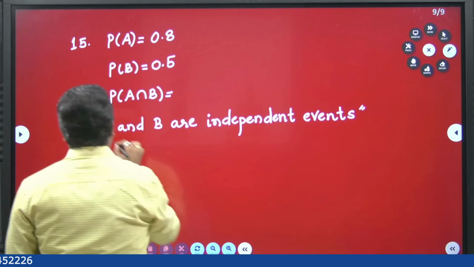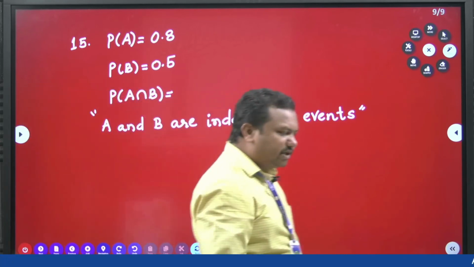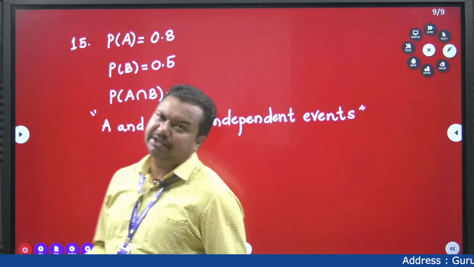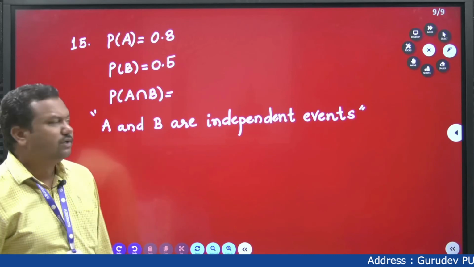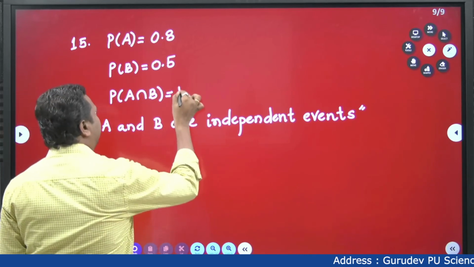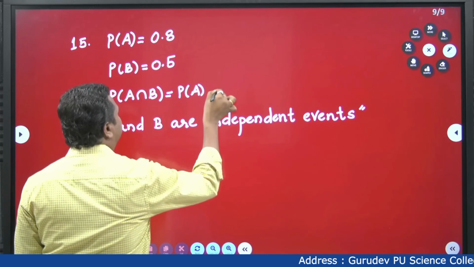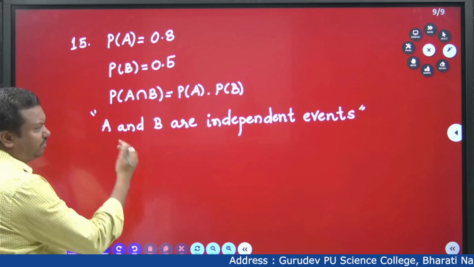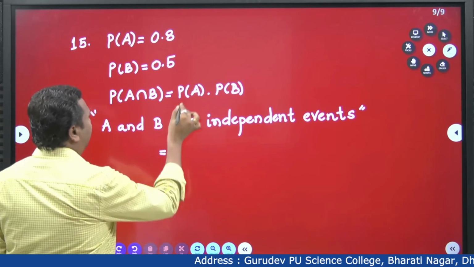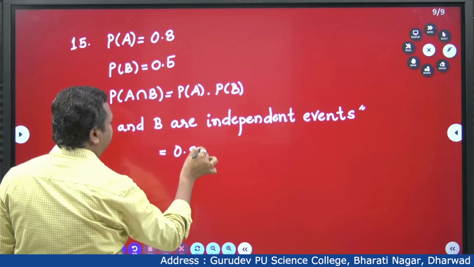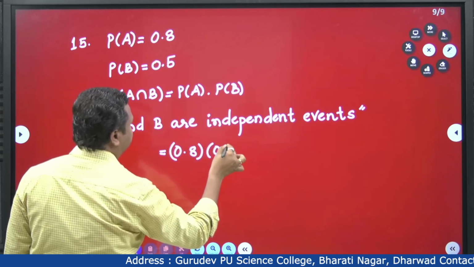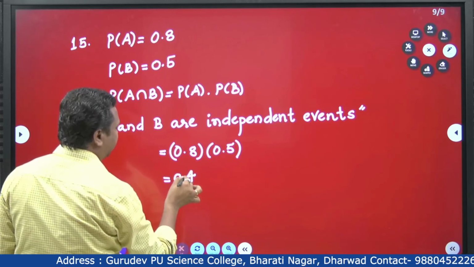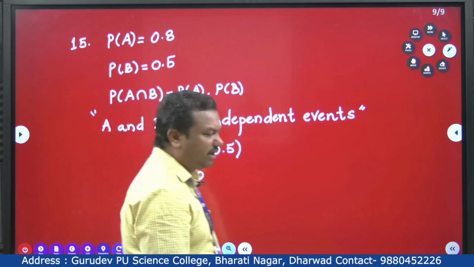what happens to P of A intersection B? Independent events means what? If the occurrence of one event is not affected by the occurrence of another event, isn't it? So P of A intersection B is always equal to P of A into P of B. Such two events are called independent events. What is P of A? 0.8. What is P of B? 0.5. So that becomes 8 by 10 into 5 by 10. So what will we get? 40 by 100. So what will be your answer? 0.40 is the required answer.